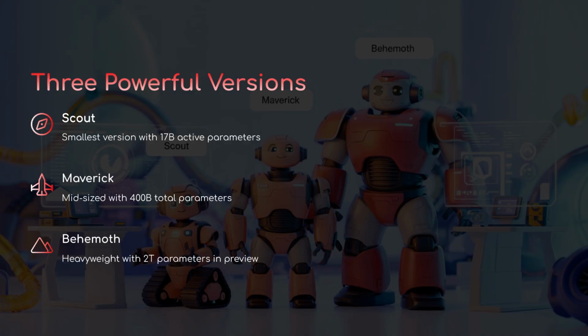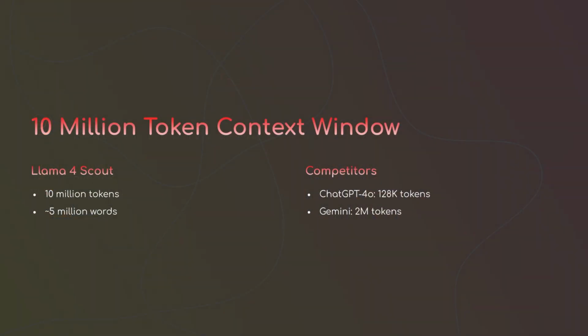Let's jump right in. Llama 4 comes in three distinct sizes: Scout, Maverick, and Behemoth. Think of Scout as the smallest, Maverick as the mid-sized option, and Behemoth as the heavyweight. All three models are multimodal, they can understand both text and images, but the real game changer here is the context window. Scout, the smallest version, features an astonishing 10 million token context window.